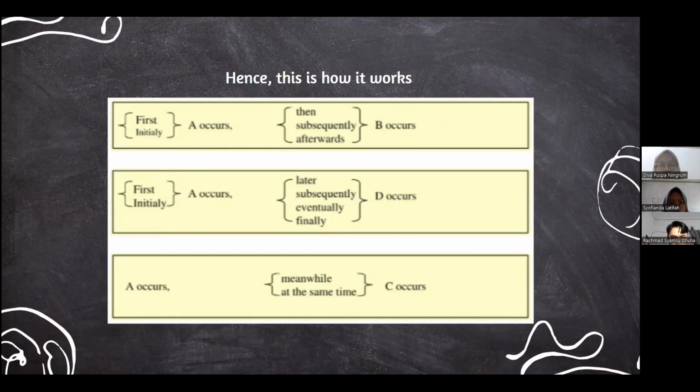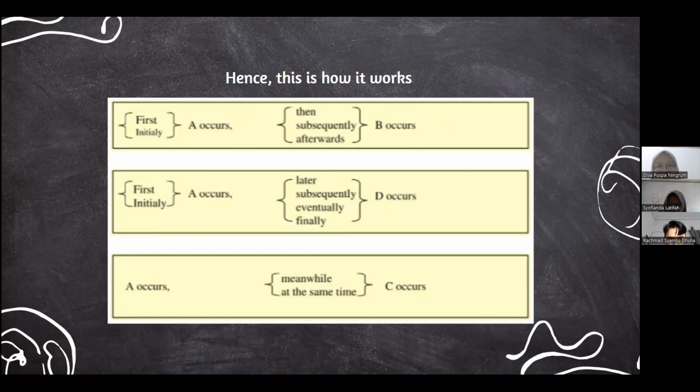And then the second part: initially A occurs, A terjadi, then there are four words that we can use here. Later, D occurs. Setelahnya D terjadi. Subsequently, D occurs. Eventually, D occurs. Akhirnya, di akhir-akhirnya D terjadi. Finally, D occurs.